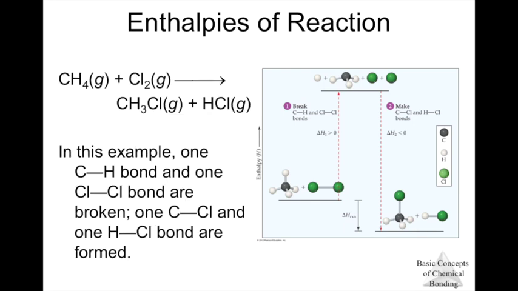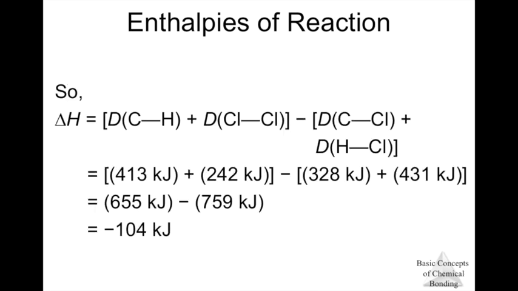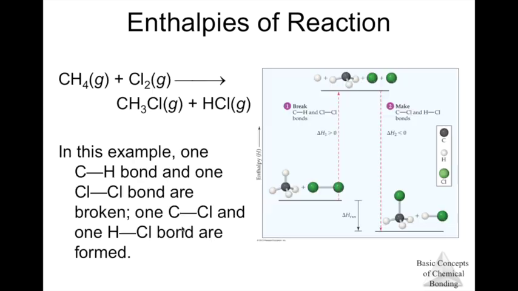So this is basically what I just said. To figure out the actual numbers, for delta H, you have the 413 kilojoules of the C-H bond plus the 242 of the Cl-Cl bond, and we're going to take away the energy from the C-Cl bond and the H-Cl bond formed. So overall, 655 minus 759, and so overall this is going to be an exothermic reaction, negative 104 kilojoules, which is what we expect, right? Our products are lower down here, enthalpy is down, so it's going to be a negative number.